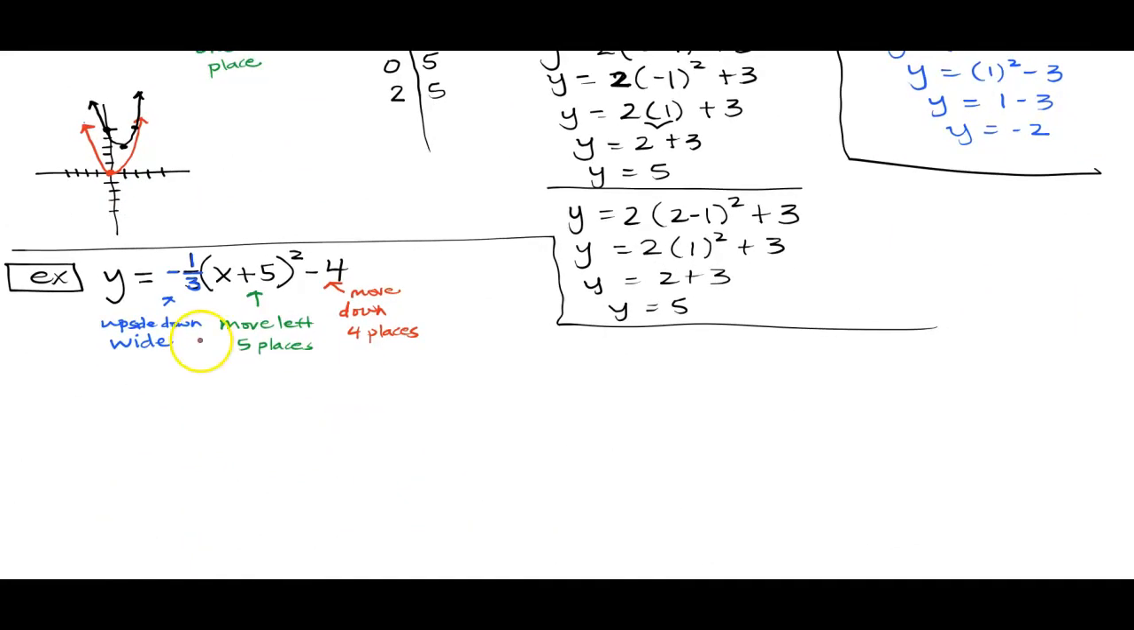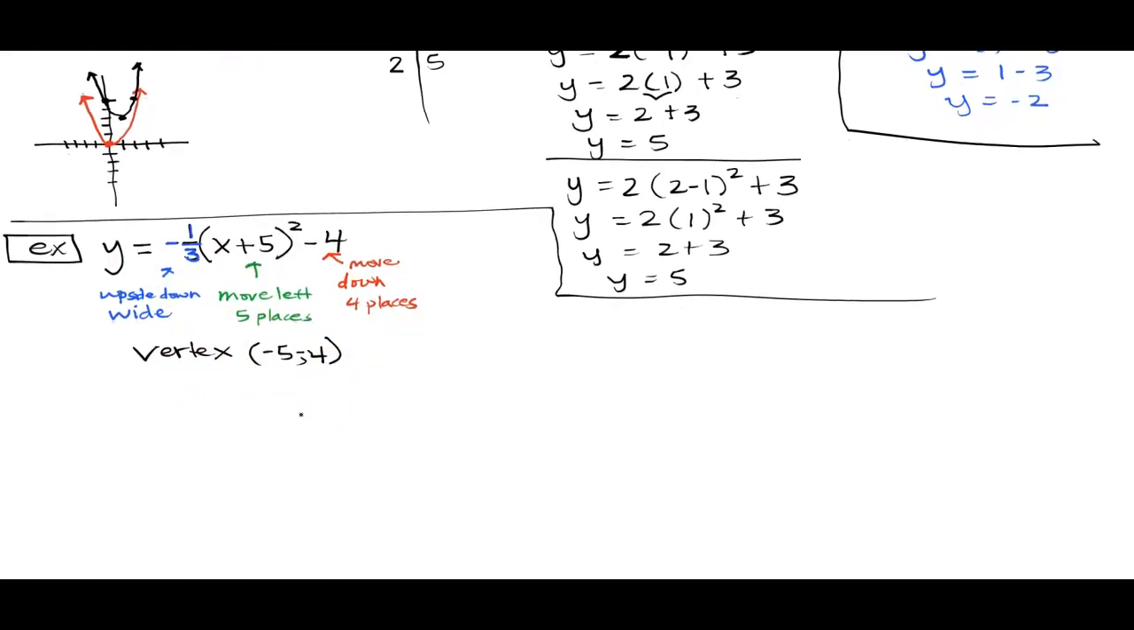Okay, and now we need to do the vertex, right? Yep, so what would the vertex be? The vertex is -5, -4. Yep, perfect. Sometimes it will just ask you this and you won't have to graph it, and other times you'll need to graph it.